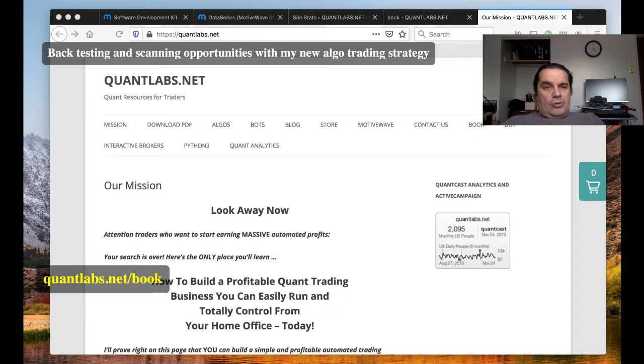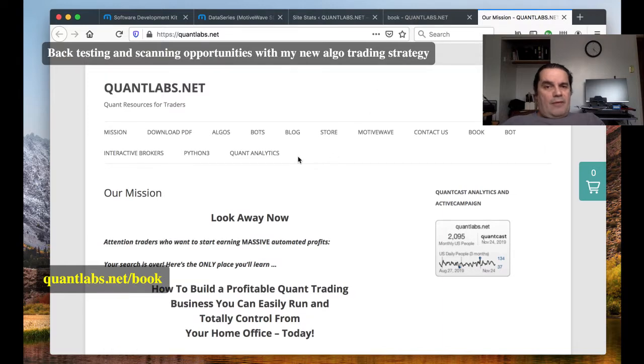Just wanted to go over a couple of things. I'll be showing you the latest strategy that I've developed in MotiveWave with a combination of RSI and Bollinger band width indicators. So before I get started, two things.